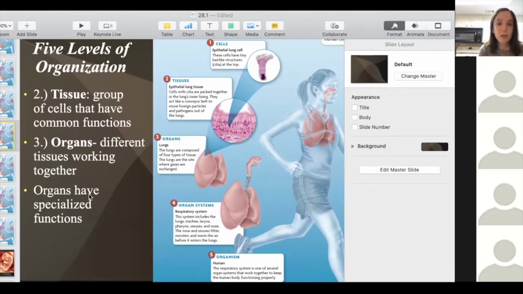So just like cells, organs have specialized functions and they have certain jobs that they do that other organs don't do.